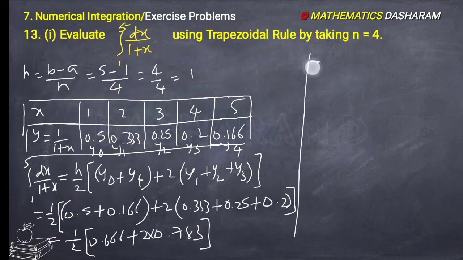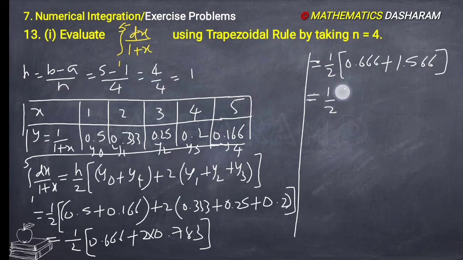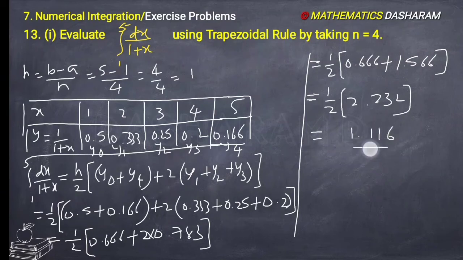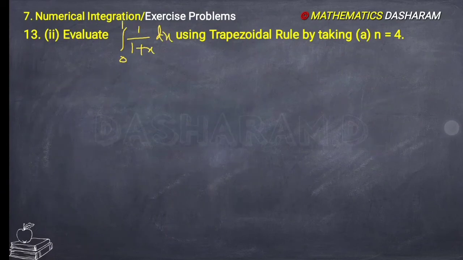So it is equal to 1 by 2 bracket of 0.666 plus 2 into 0.783 is 1.566. So it is equal to 1 by 2 bracket of 2.232. So it is equal to 1.116, which is our required answer.